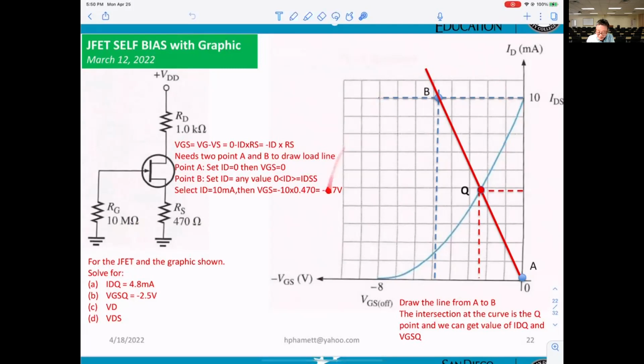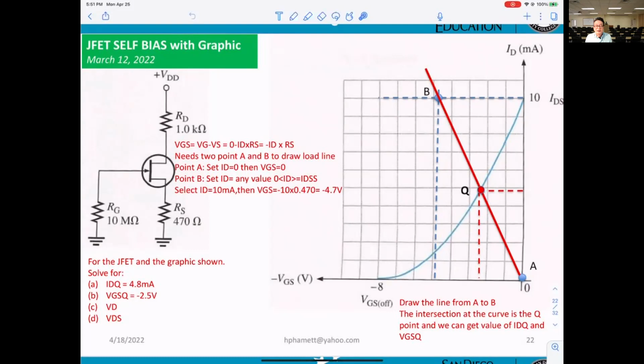Normally, they give you this graphic. Okay, this is the graphic here. What we try to do is calculate the Q point. That's the Q point here. At this point, you know what ID equals, and you know what VGS equals. That means for the bias, normally you have to calculate VGS and ID.